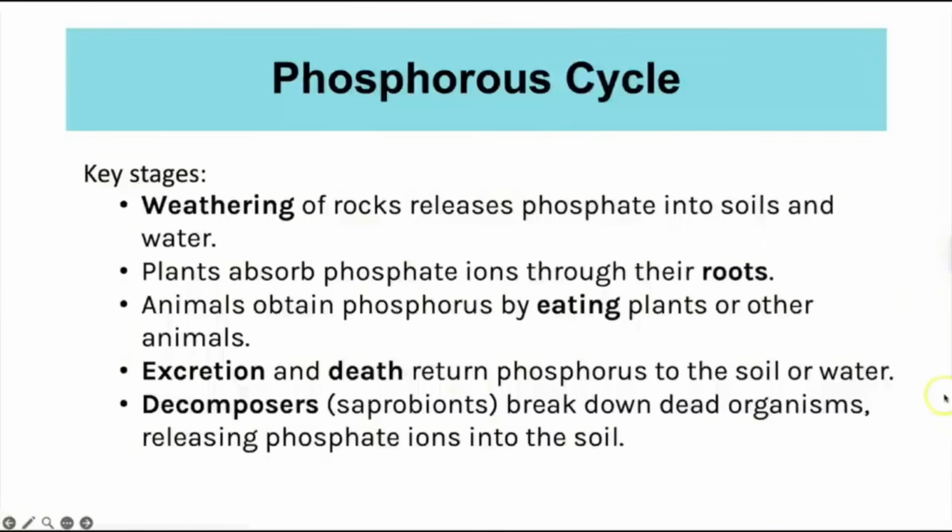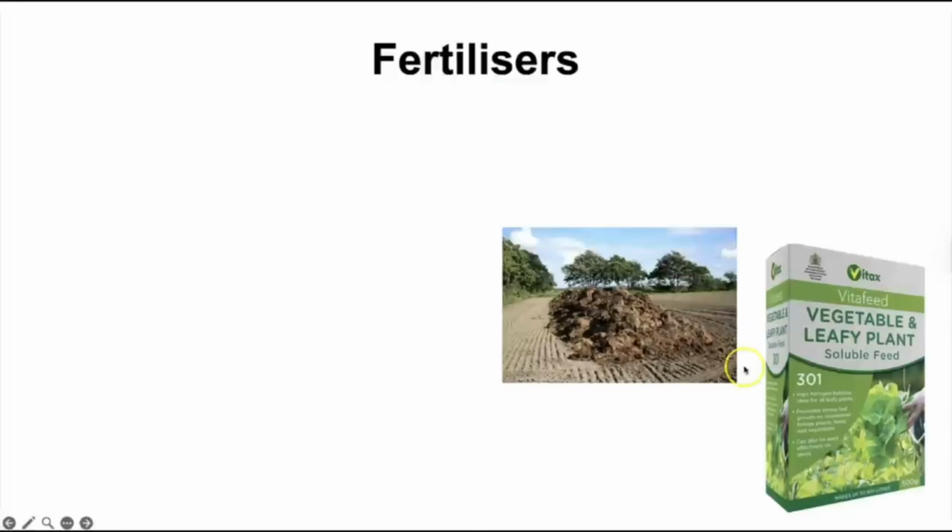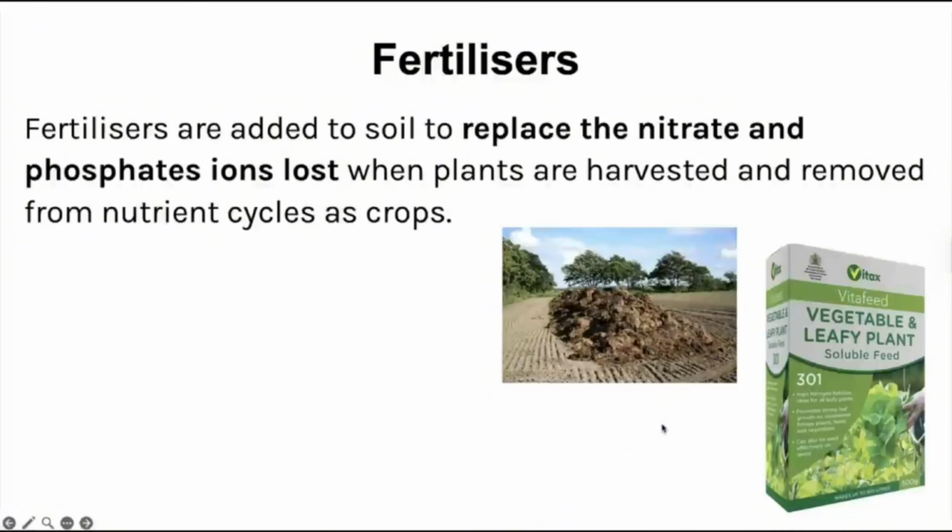Excretion and death will return phosphorus to the soil or water. And decomposers, so those saprobionts, can break down dead organisms, releasing phosphate ions into the soil. Fertilizers are really, really important to replace nitrate and phosphate ions lost when either plants or animals are harvested and removed from the cycle. Because if you're removing a plant or an animal from your cycle, then you're removing those mineral ions that are locked up in their cells, and also they're not there to decompose and return it back to the soil.